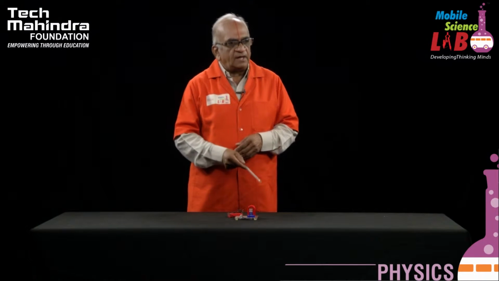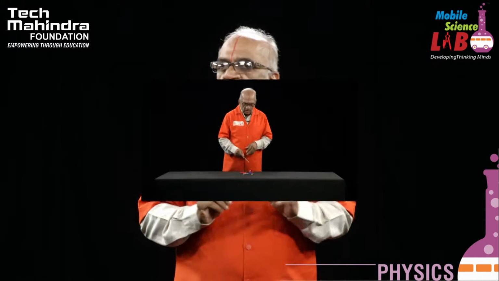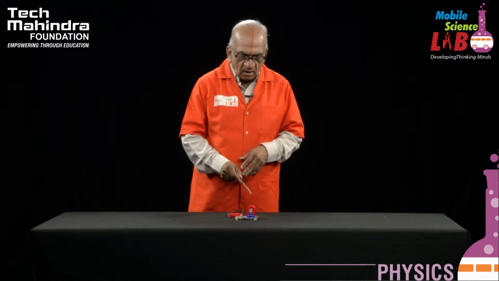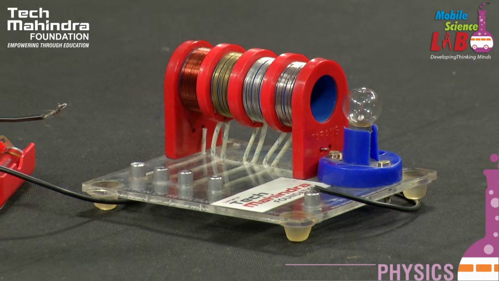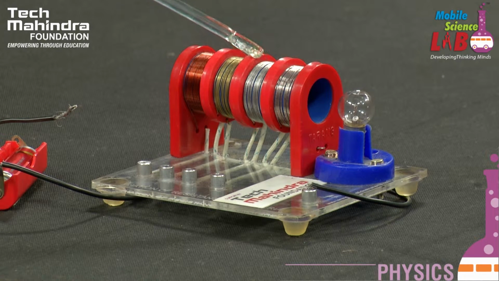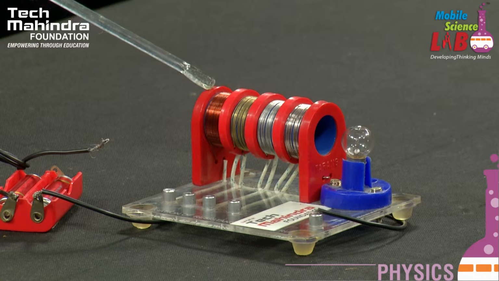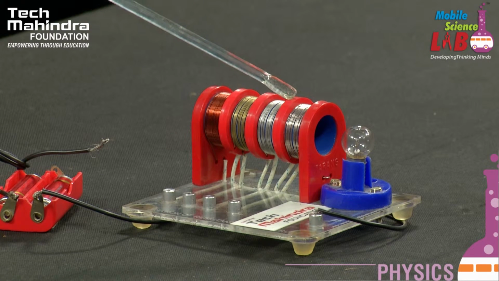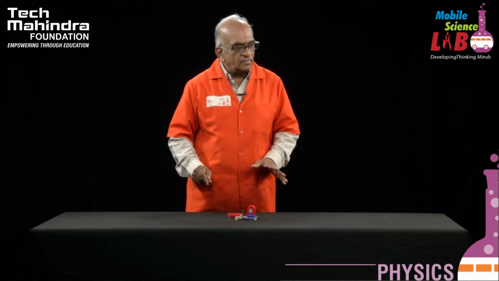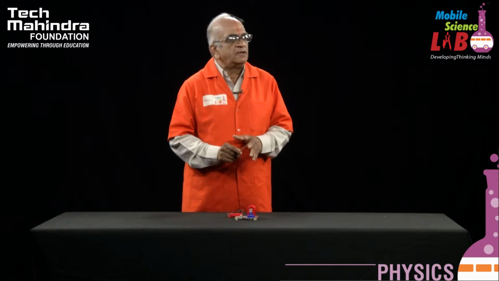The length of each material is the same and the area of cross section of all these materials is identical. See, here I have taken 4 coils of the same length. The length of the copper coil, the length of the brass coil, the length of the aluminum coil and the length of the nichrome coil is the same. The thickness of the wire of all these copper, brass, aluminum and nichrome coils is the same. That means the copper, brass, aluminum and nichrome wires are identical.